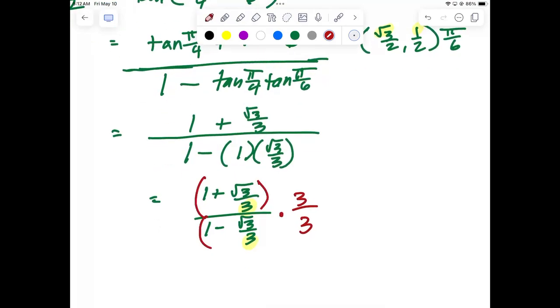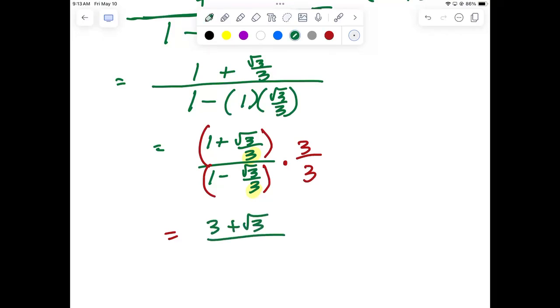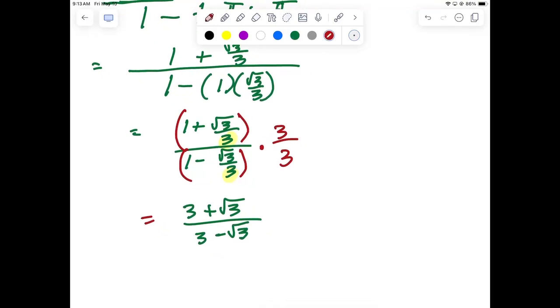Now we're going to distribute, and that'll give us 3 plus square root of 3 over 3 minus the square root of 3. Okay. Now that could be a final stopping point, but because there's a radical in the bottom, let us get rid of it now by multiplying by the what over the what? The conjugate of the denominator, 3 plus root 3 over 3 plus root 3.